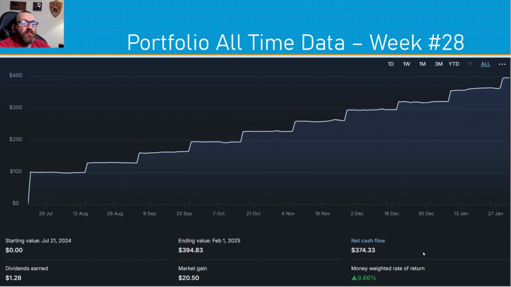We have a money weighted rate of return of 9.86% over that time period. We have a market gain of $20.50 and dividend earned of $1.28. So this is all time data from day 1 till today. So you see from the very beginning till today where we're at.